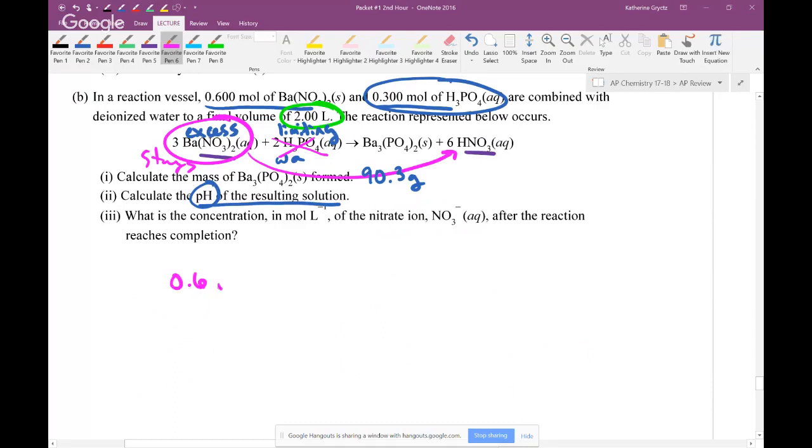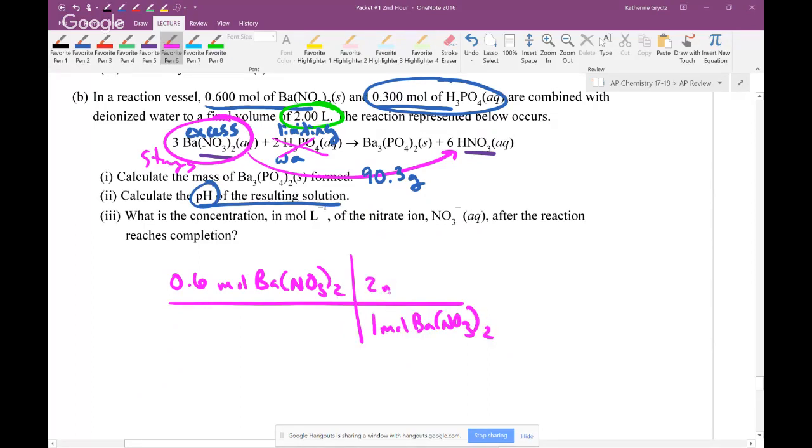So if you said, hey, I had 0.6 moles of barium nitrate to start with, and for every 1 mole of barium nitrate there are 2 moles of nitrate, that gives me 1.2 moles of nitrate total. What we brought to the reaction altogether is 1.2 moles of nitrate. So no matter whatever we do, it's a spectator. It's just going to sit there.